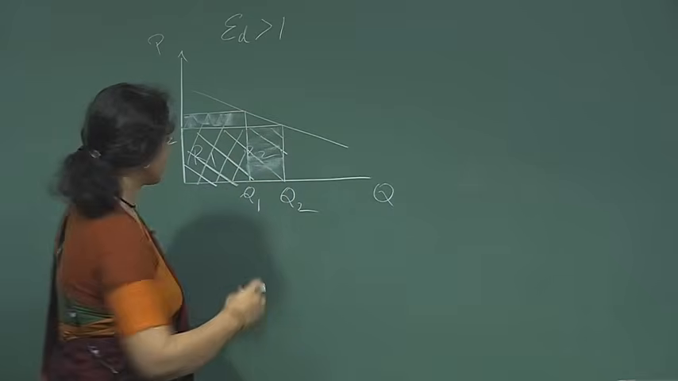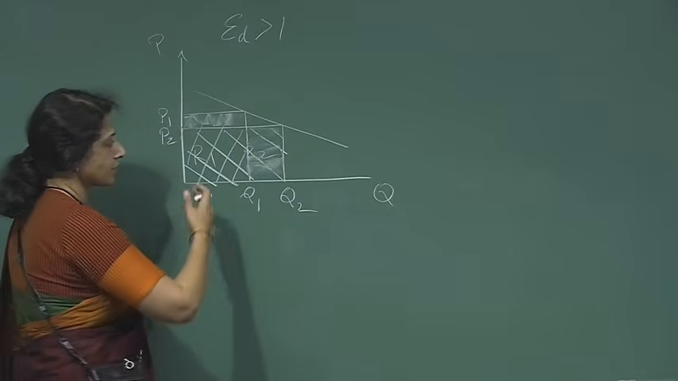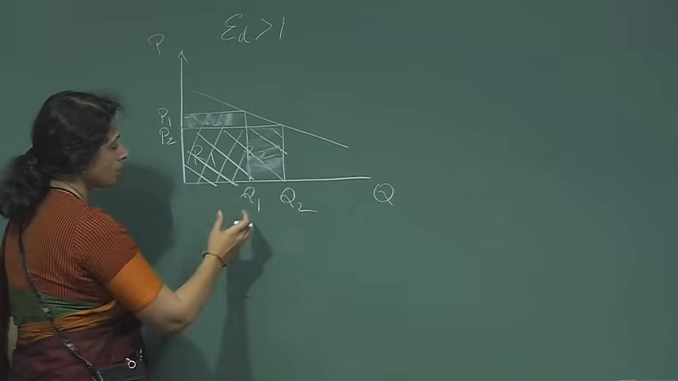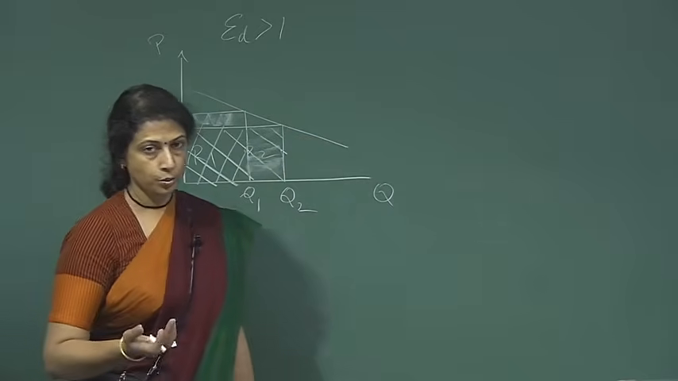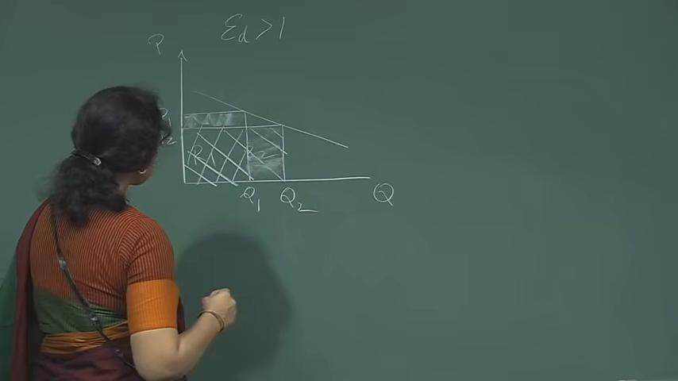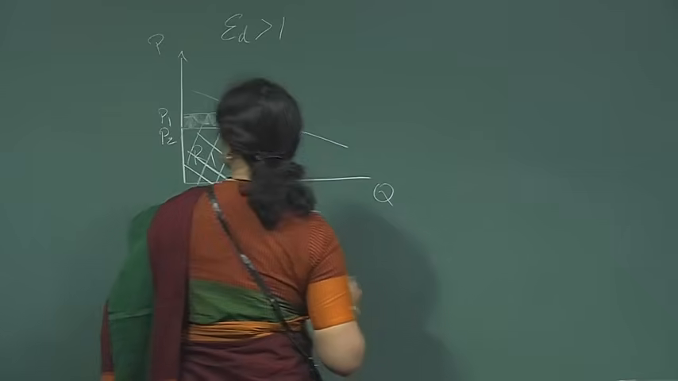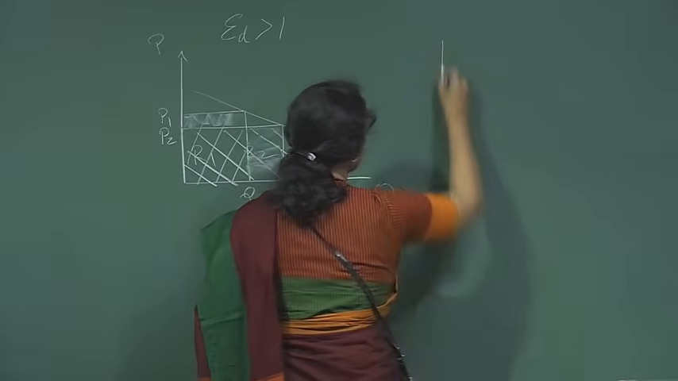So, the area under this rectangle is larger than the area under this rectangle, which kind of shows that the flatter the slope is, the more revenue is earned when price falls. So, that is the case of an elastic demand. Now let me draw the case of an inelastic demand.